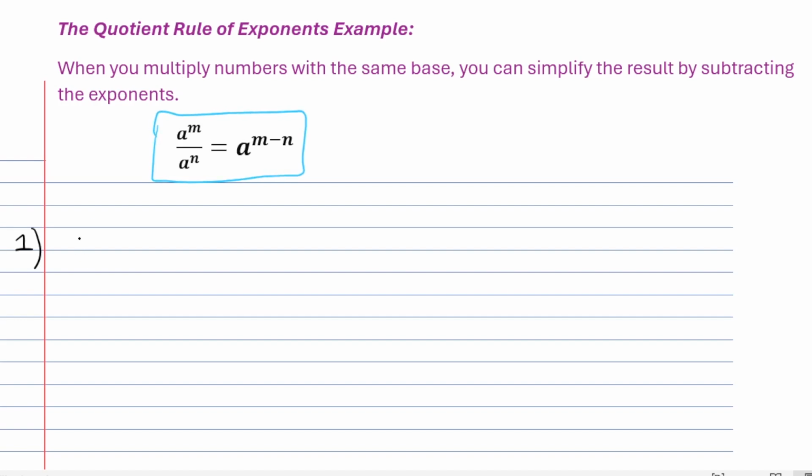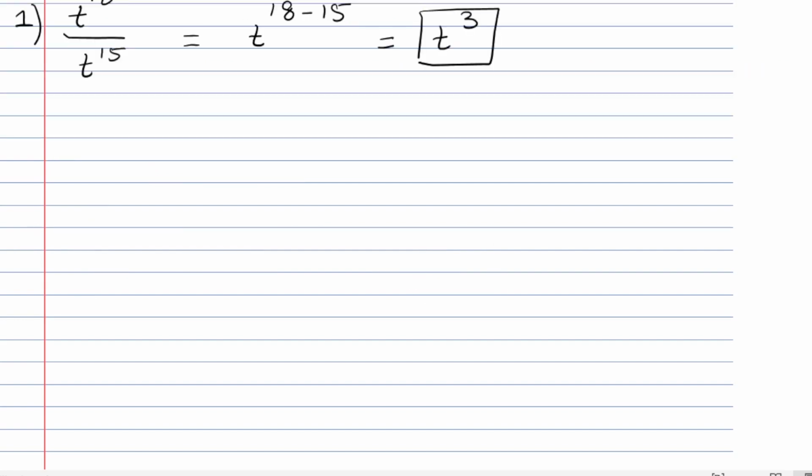Okay, now let's start solving our first equation. Here, as you can see, we have the same base. We can write the base once and subtract the exponents, which is 18 minus 15 is 3. This is one way to solve the expression. Now, you can also count on the fingers or in the calculator, or you can solve it by the long method, which I'm going to show you right now.